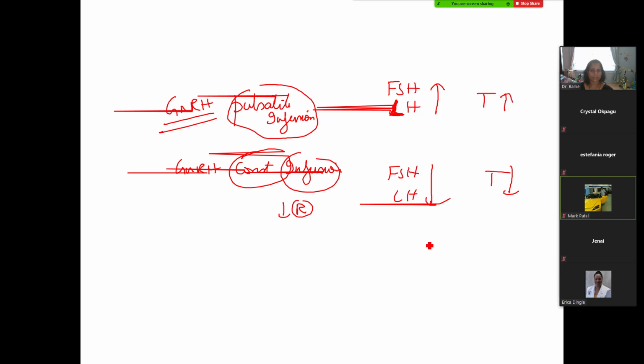I've seen a question where they have asked you this. They're giving something in a pulsatile way or a constant infusion. So pulsatile infusion cannot downregulate. It will increase the hormones. But if you give a constant infusion of GnRH, it can exhibit downregulation.